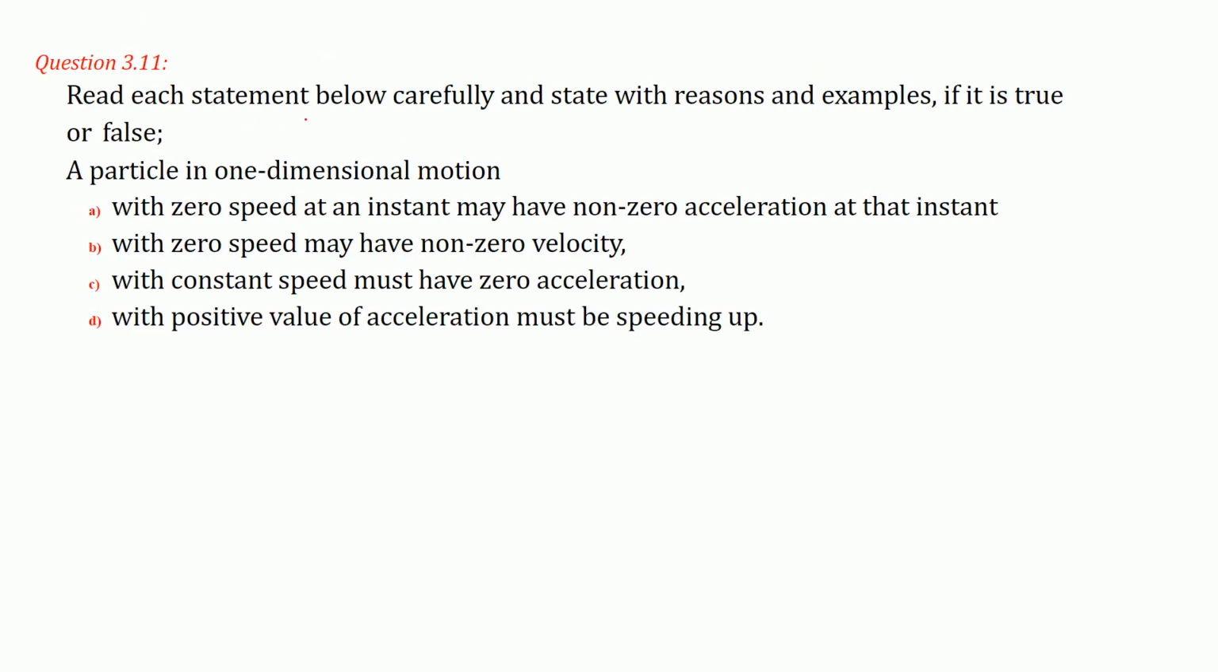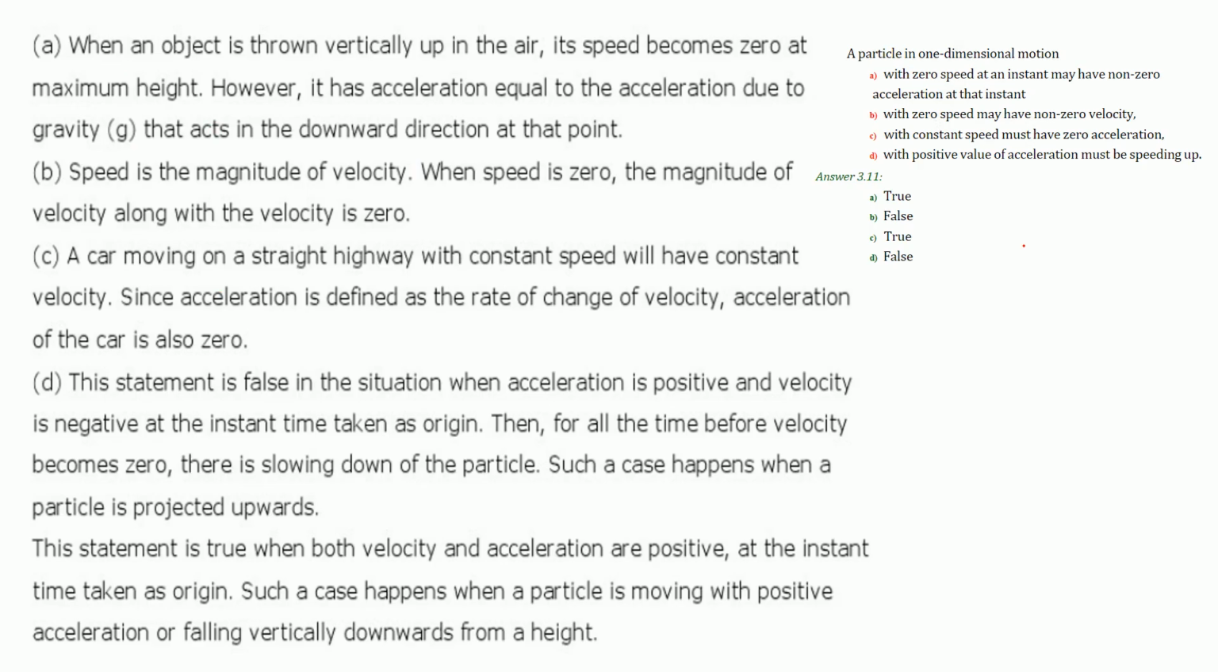Read each of the statements below carefully and state with reason and example if it is true or false. A particle in one dimension motion with 0 speed at an instant may have non-zero acceleration at that instant. With 0 speed may have non-zero velocity. With constant speed must have 0 acceleration. With positive value of acceleration must be speeding up. So first one is true. Second is false, then true, then false. So let us see how it happens. True, false, true, false.